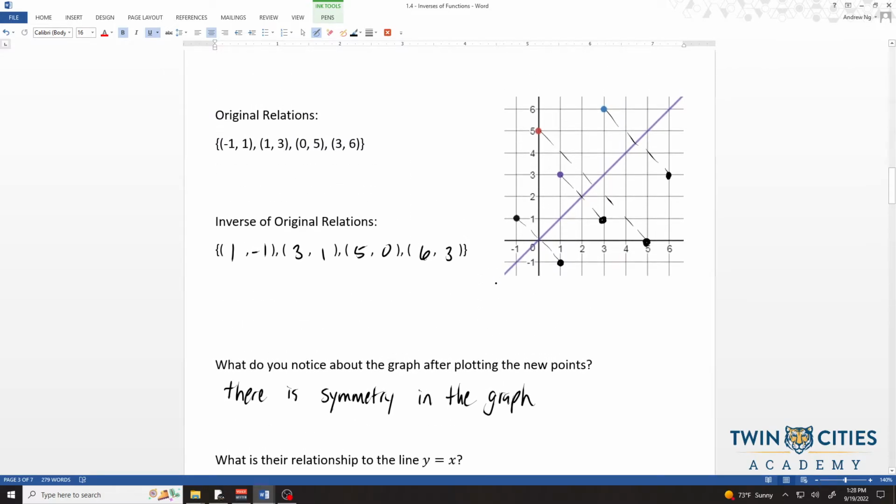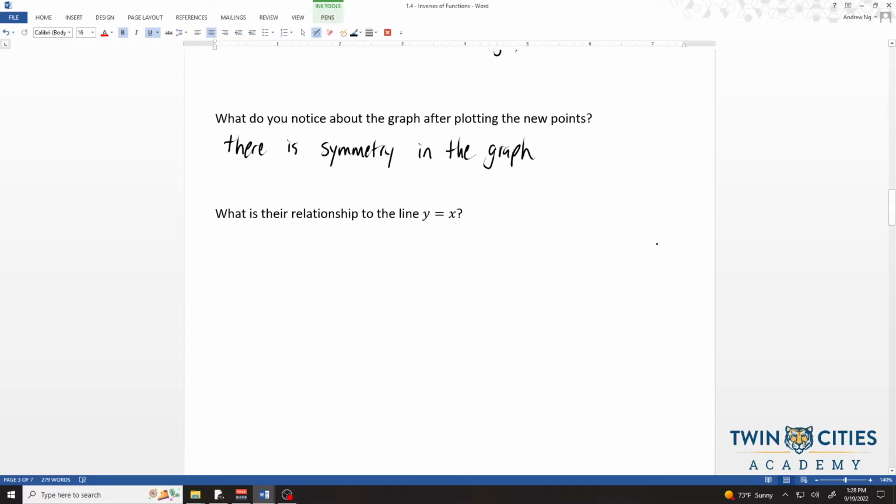Well, this line right here is y equals x, and y equals x is our line of symmetry. So what I see up and to the left is what I'm going to see down and to the right. Okay? Same thing here, and over here, here, and over here. So what is the relationship? Y equals x is the line of symmetry.